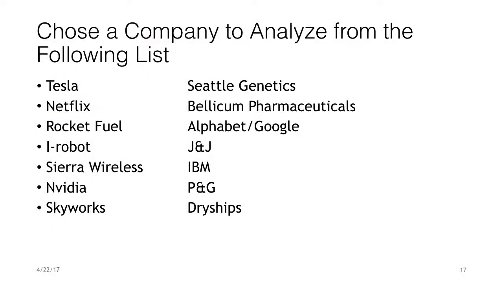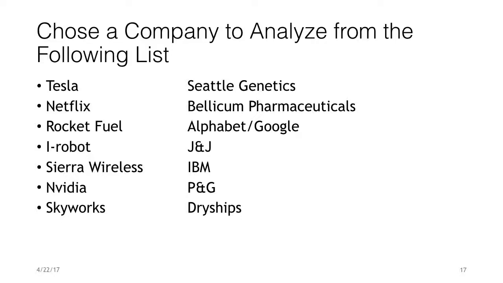And then finally, a little spelling error I see: "chose a company" should be "choose a company." Here are the companies that we talked about that you can do your reports on: Tesla, Netflix, Rocket Fuel, iRobot, Sierra Wireless, NVIDIA, Skyworks, etc.